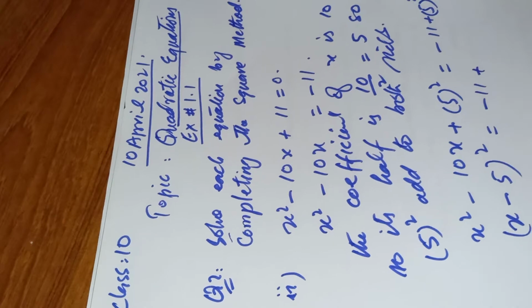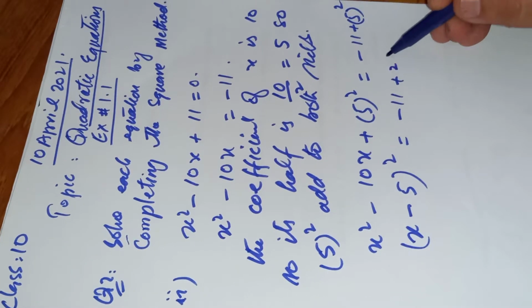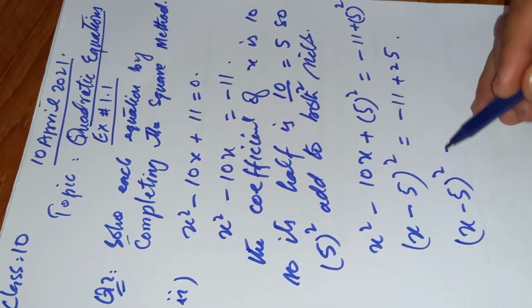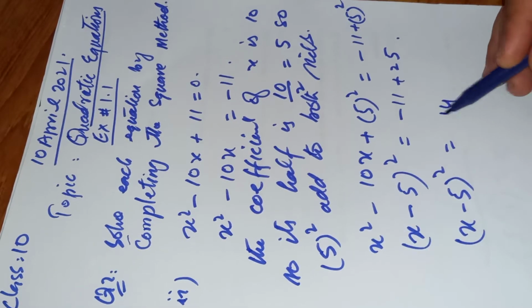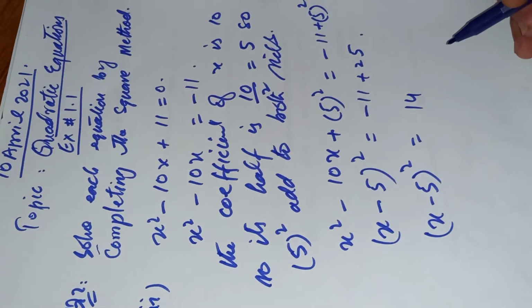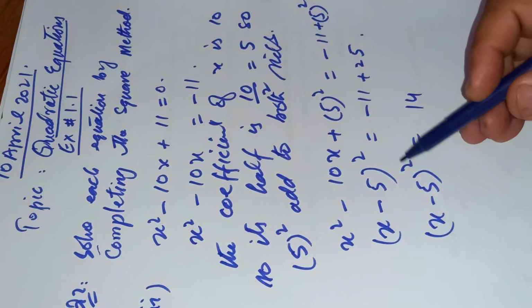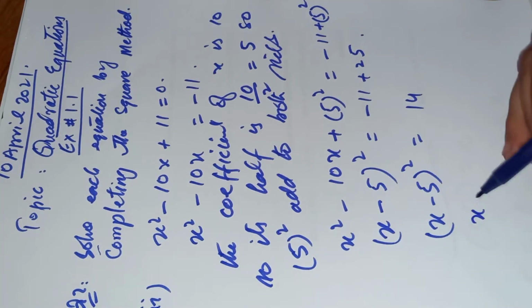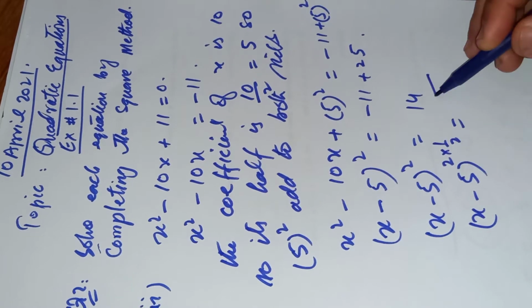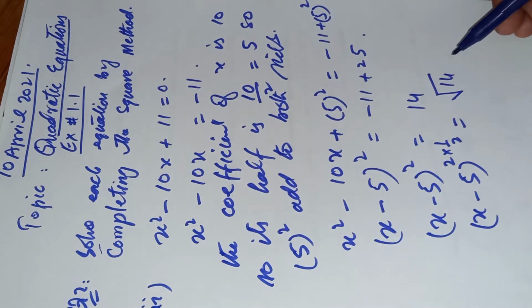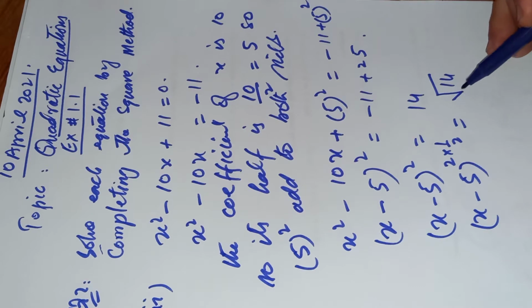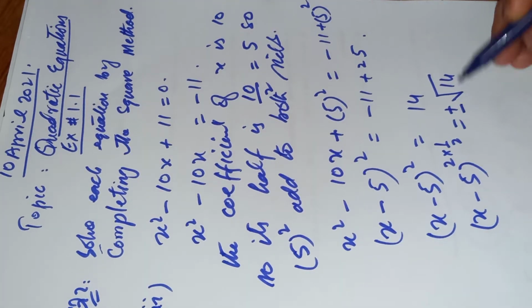5 square is 25. So that is 25. 25 minus 11, how much? That is 14. Okay, so now we can see that we will take square root on both sides to get rid of this square. So taking square root on both sides, square root means power 1 by 2, and on this constant, when we take the square root on it, we mention plus or minus.